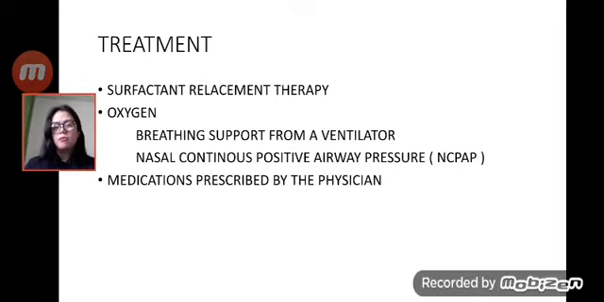So what would be the possible treatment for this kind of disease? Of course, there is a need for surfactant replacement therapy, and knowing that the patient is dealing with a respiratory ailment or difficulty of breathing, the infant will need more oxygen. So if the baby has difficulty of this kind, he needs breathing support from a ventilator or nasal continuous positive airway pressure, the NCPAP.